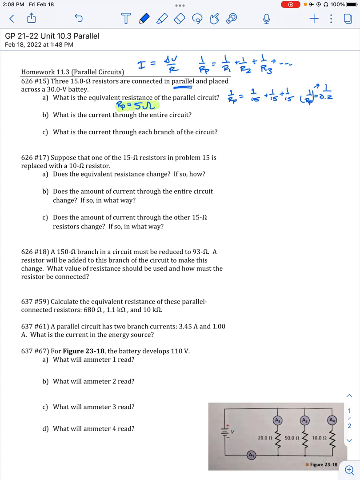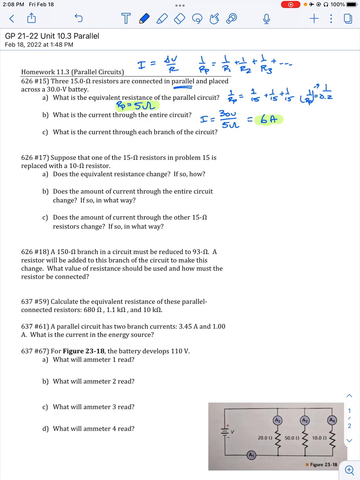Okay, what is the current running through there? So we want I, and it's going to be 30 volts over the total resistance that we had, which is 5 ohms. Okay, 30 divided by 5 should give us 6 amps running through there. Okay, now the current running through each branch.